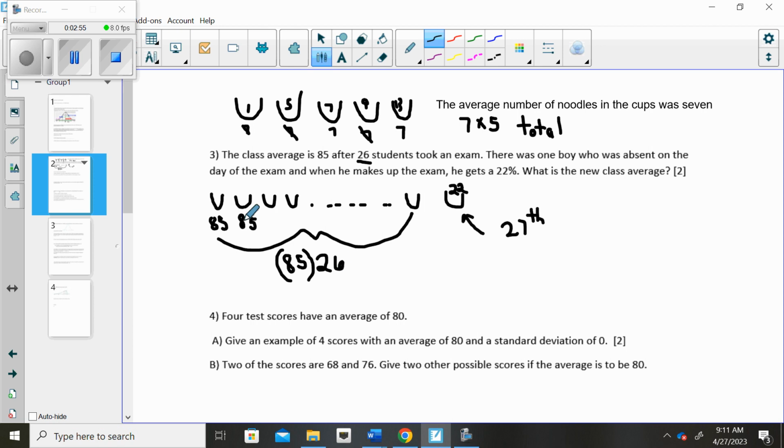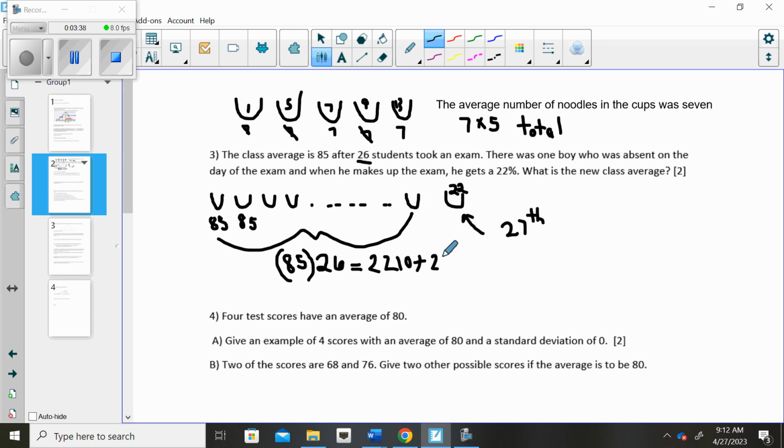Okay, and then they're just distributed, maybe differently, maybe this student got an 80, but that student got a 90, and so on. But giving 5 to one cup and taking 5 away from another cup doesn't affect the total number of noodles in the cups. Or actually, no, we don't have noodles this time, we have points. Okay, so our cups are students and our noodles are points. So the total number of points scored by these 26 students is 2,210.